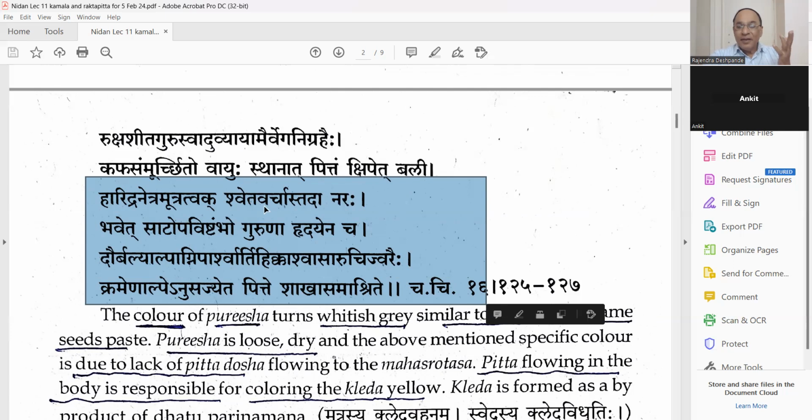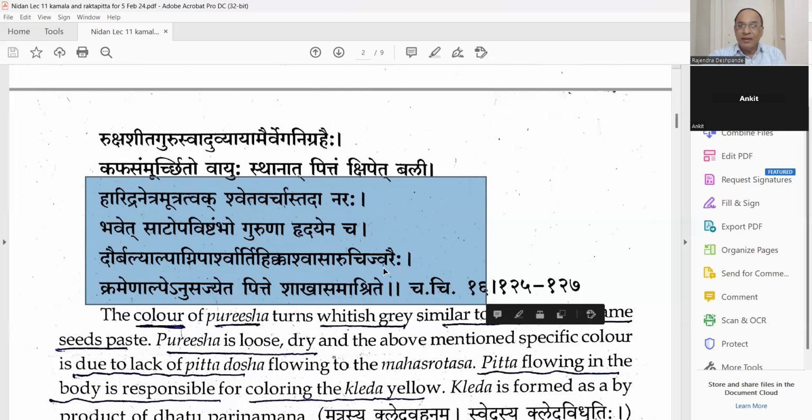Nara, human being. In addition to that, there are some symptoms because of the damage of the liver cells. For example, atopa, the gas will be there, bulging of the abdomen, vishtambha, constipation, guruna hrudayenacha. Here the chest will become heavy because of the gas in the stomach. Daurbalya, very weakness. Alpa agni, cannot have appetite. Parshvarti, pain on the liver side. Hikka, pressure on the diaphragm. Hiccup. Shwasa, breathlessness. Aruchi. This is the most important symptom. Aruchi, loss of appetite, loss of hunger.